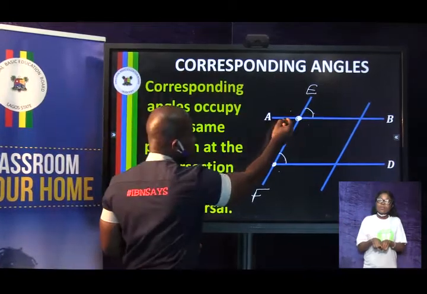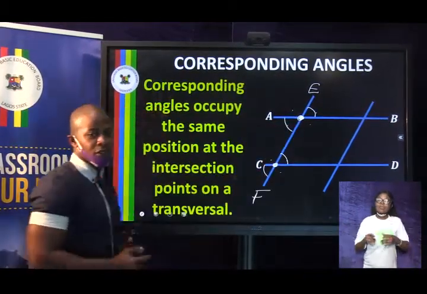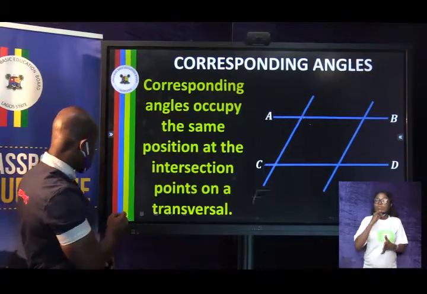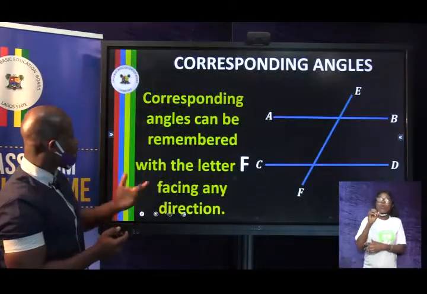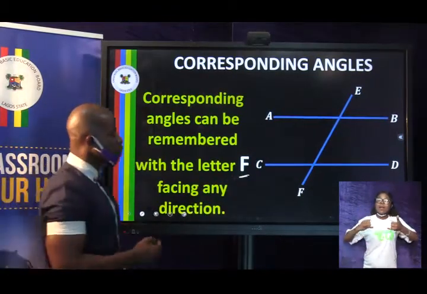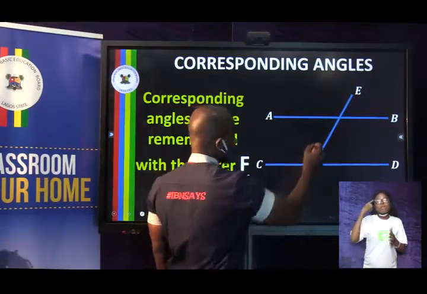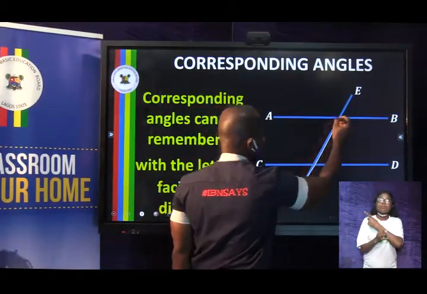If this one is bottom of the line to the left, then it is corresponding to this one, bottom of the line to the left. That's how you know corresponding angles. Corresponding angles can be remembered with the letter F. That is, to remember corresponding angles, try to locate an F on the diagram. For example, this is an F.